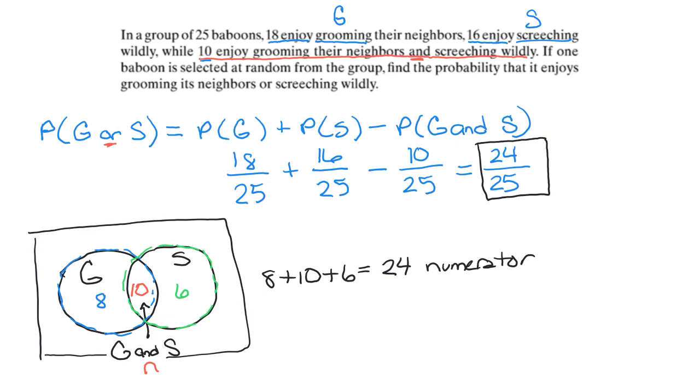Remember there's 25 baboons, so that means one baboon out here does not like to do the grooming or the screeching. All right, but this is your numerator. And you just divide by 25 and you'll have your probability.